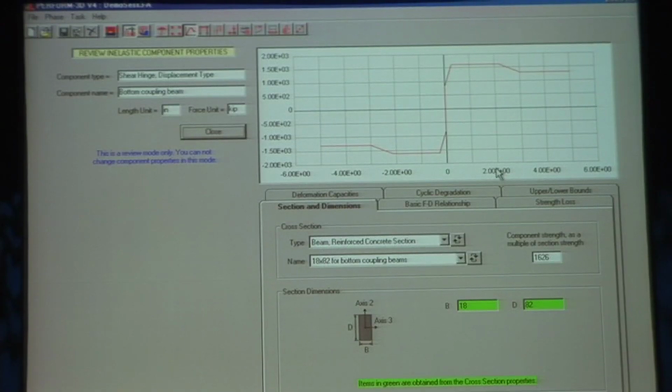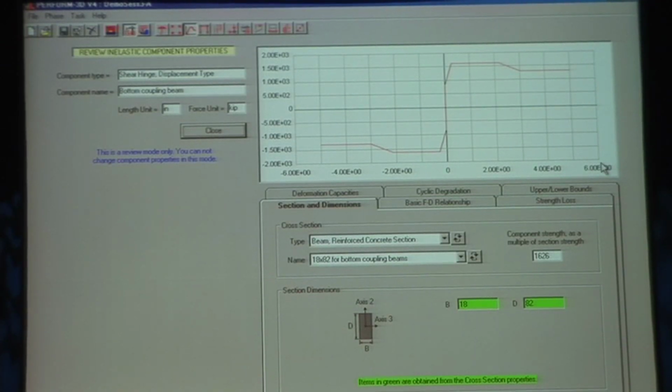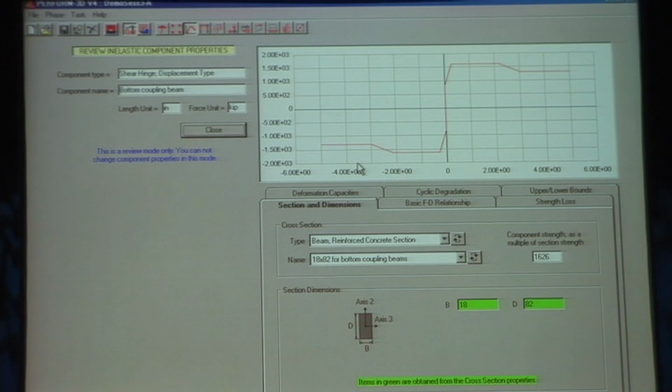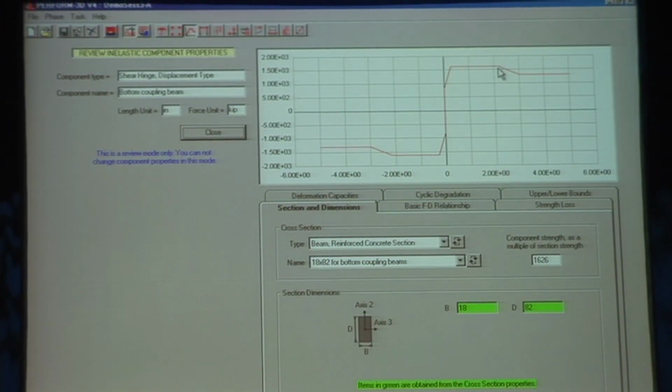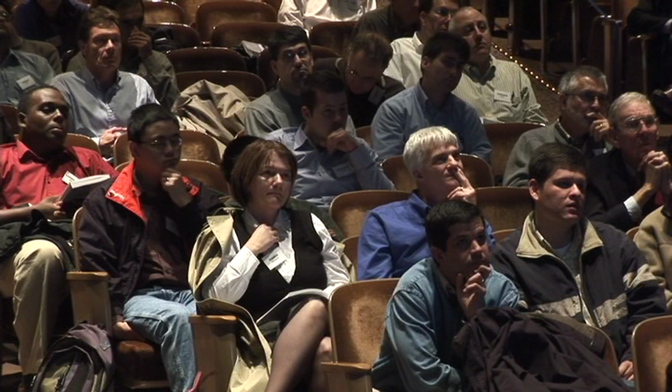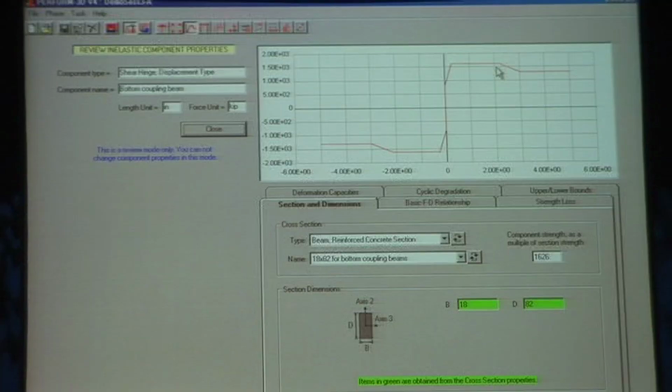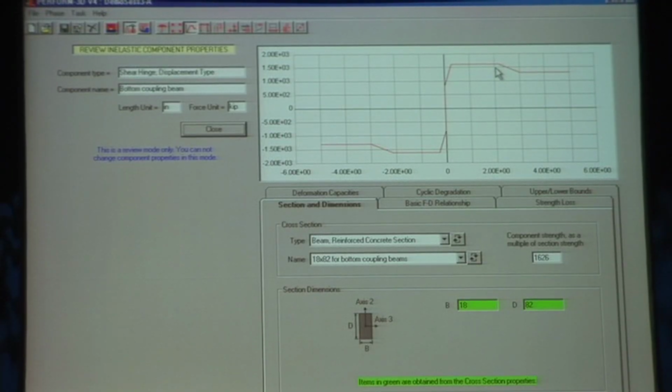And so this is a shear hinge, and these are displacements: 2 inches, 4 inches, and 6 inches. So it's over a 72-inch length. This is 2.16 inches of deformation. I'm not sure what that translates to in terms of strain, but it's 2.16 divided by 72. If you do some calculations, that would give you what the shear strain capacity is.